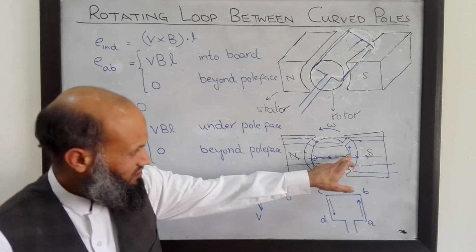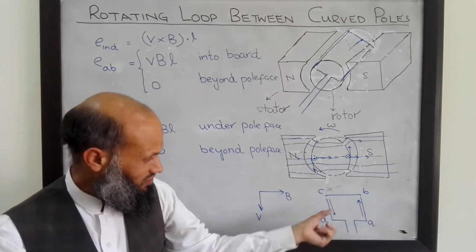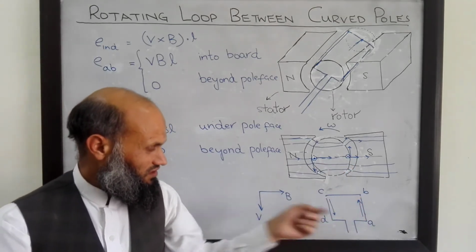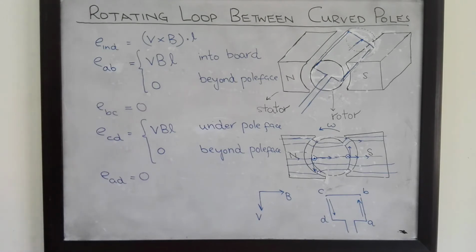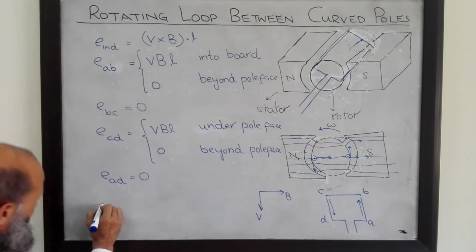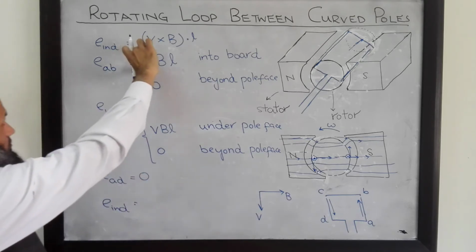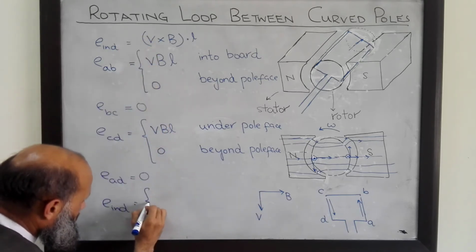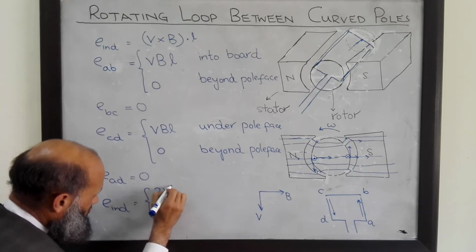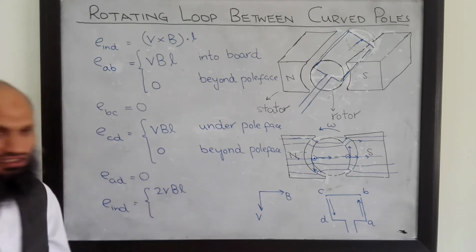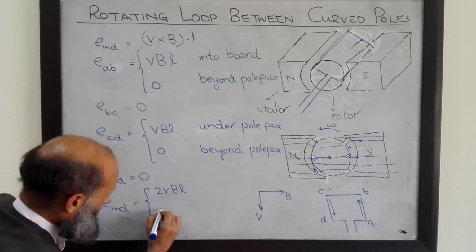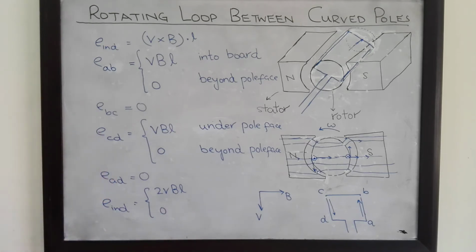These conductors now behave as voltage sources. So these are in series, and total voltage induced will be equal to the sum of two induced voltages. This voltage plus this voltage. So it will be 2VBL when conductors are under pole faces, and it will be equal to 0 when conductors are beyond pole faces.